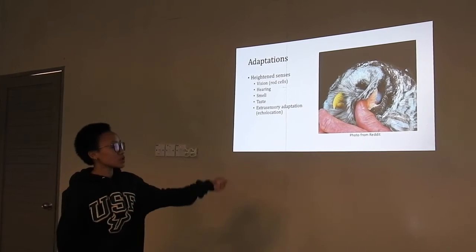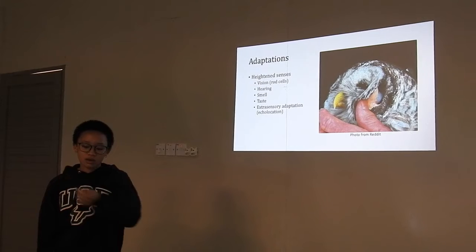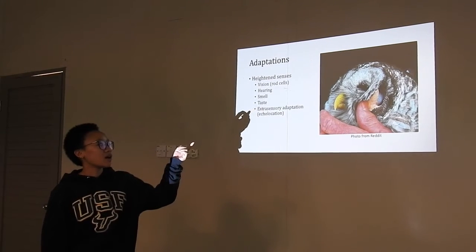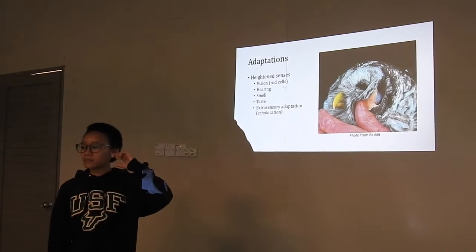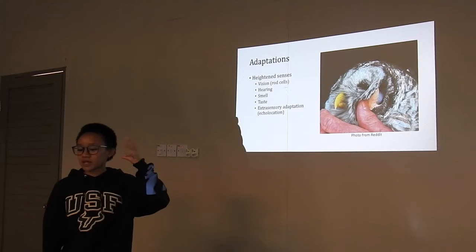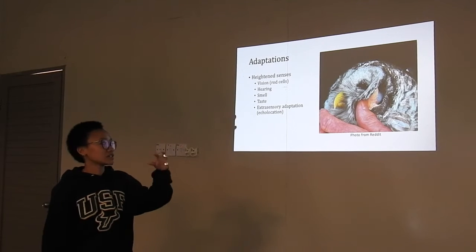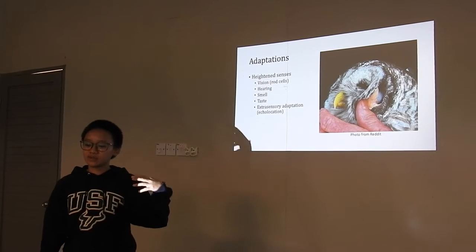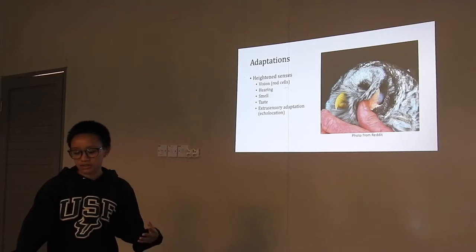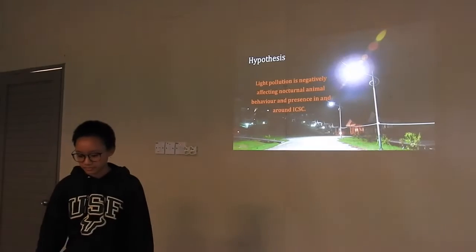This photo is taken from Reddit. You can see the owl's eyeball through their eardrum because of a certain adaptation. Their eyeballs are really big, and they can see really well at night due to this adaptation.